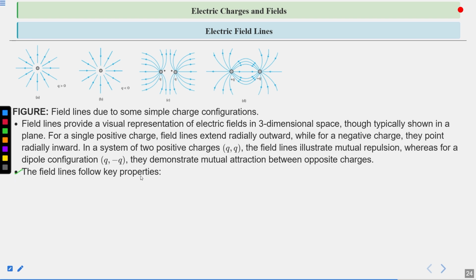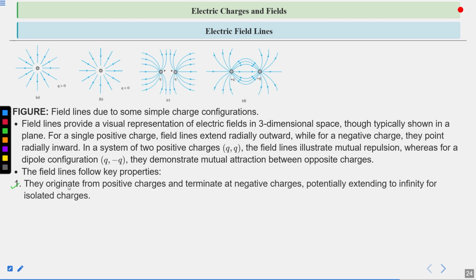The field lines follow key properties. So some key properties regarding field lines. First, they originate from positive charges and terminate at negative charges. Look at here. Originate from positive charge and terminate at negative charge. I hope this is clear. Potentially extended to infinity for isolated charges.